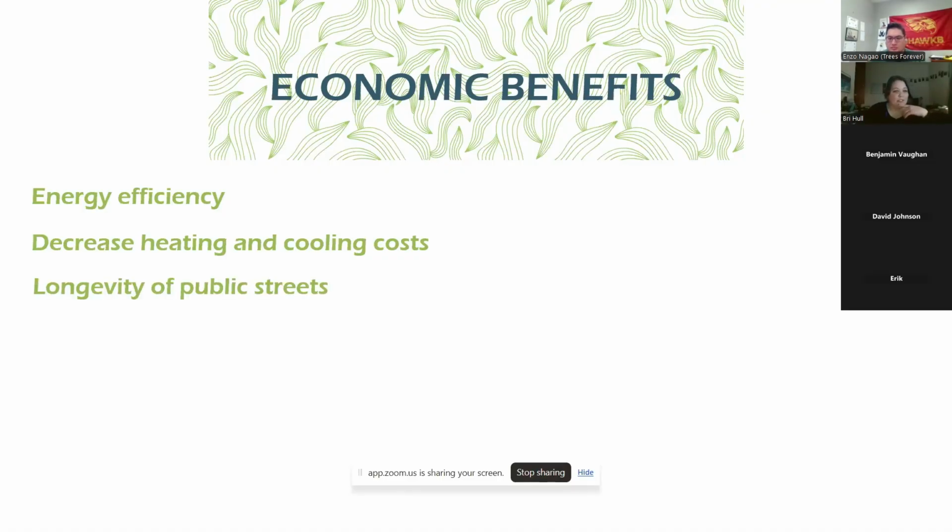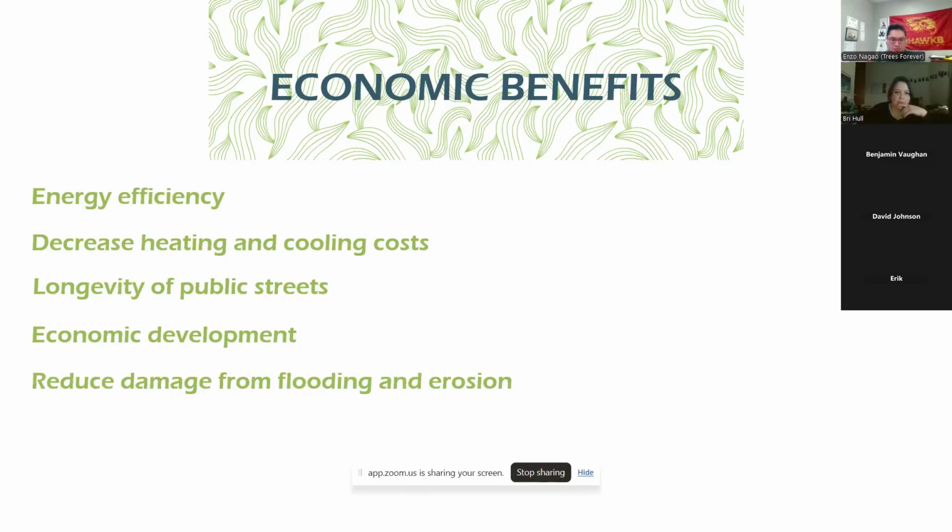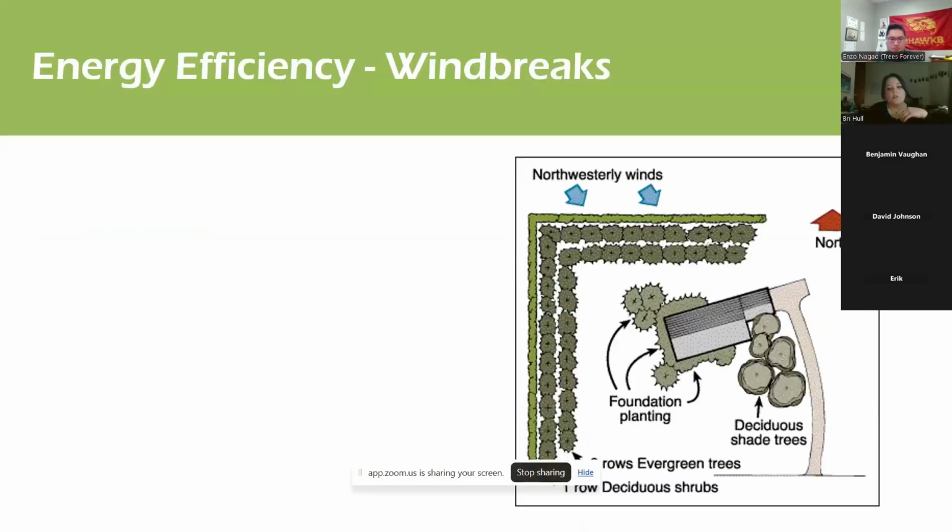It'll actually help with the longevity of public streets, which is a little counterintuitive, but we'll get into that later. It also can help with economic development and reduce damage from flooding and erosion. So jumping straight into energy efficiency, this is a very wide topic and encompasses quite a few different ways that trees can be utilized, one of which is as windbreaks, which is super common in Iowa and other agricultural spaces in order to cut wind speed, and it also happens to help with energy efficiency.